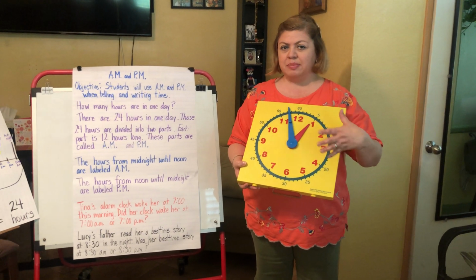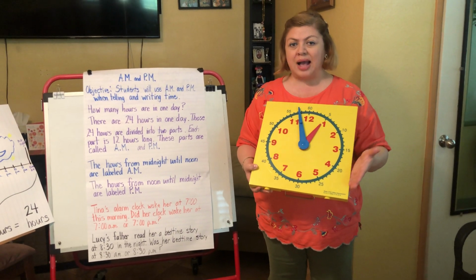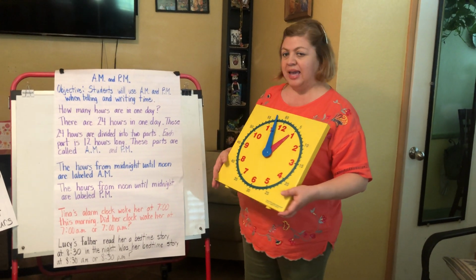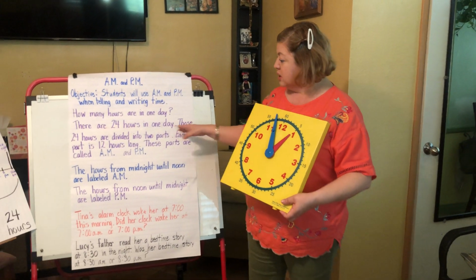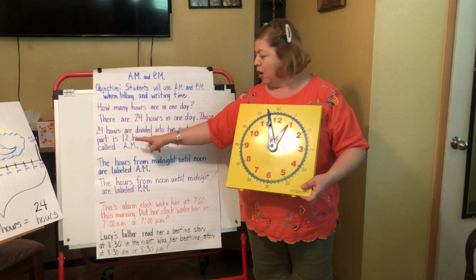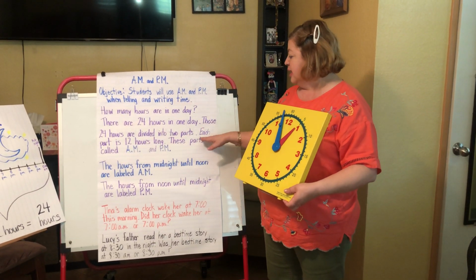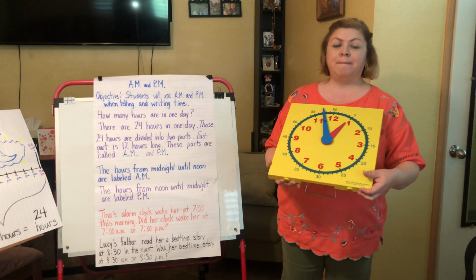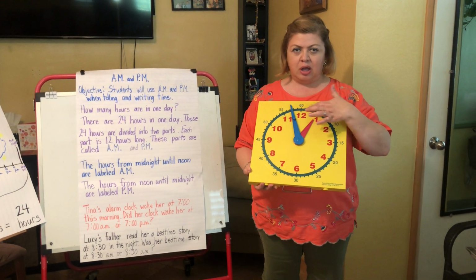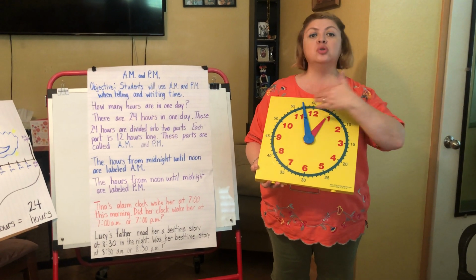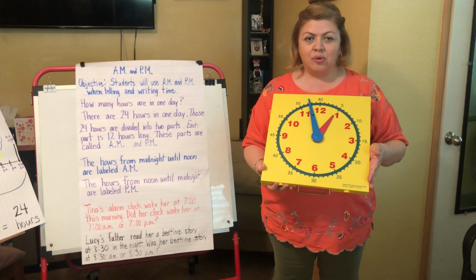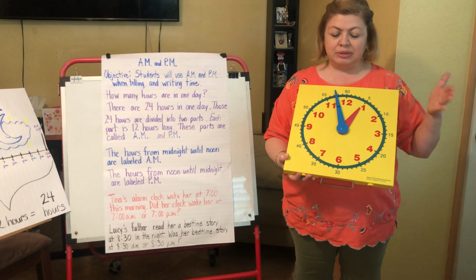Maybe you remember that we talked about there being 24 hours in one day. Those 24 hours are divided into two parts. Each part is 12 hours long, and these parts are called AM and PM. The clock marks 12 hours, but it goes around two times. So 12 plus 12 equals 24, and that would be one full, complete day.